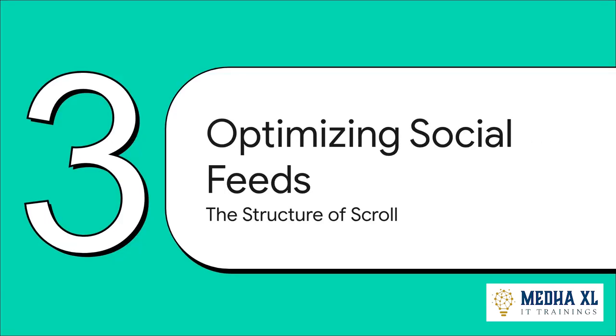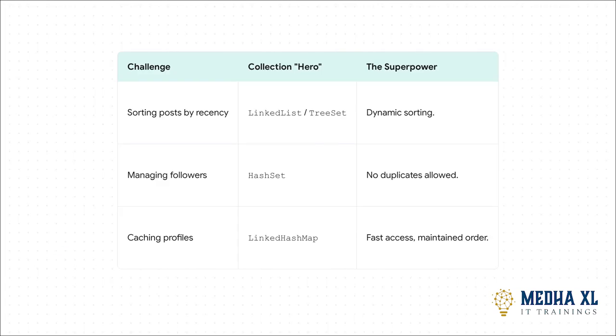Okay, now let's switch gears to another app you probably use all the time, your social media feed. That endless scroll might feel random, but it's actually a really carefully optimized structure. So your feed needs to constantly sort posts as new ones come in. A linked list or TreeSet is great for that kind of dynamic sorting. Then you've got your list of followers. It has to be unique, no duplicates allowed. HashSet is the hero once again. And to make everything feel snappy and fast, you cache profiles you've recently viewed. A LinkedHashMap is perfect for this because it gives you fast access and remembers the order things were loaded in. Pretty cool, huh?